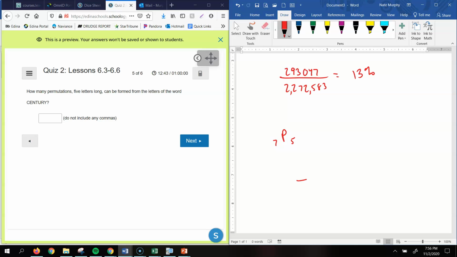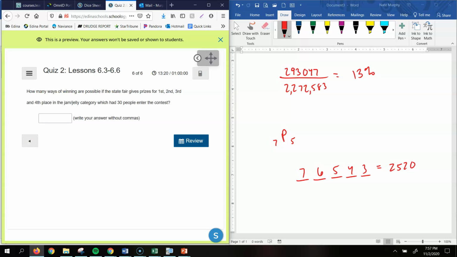So one way to do that is using blanks. So we're going to have 5 blanks because we're selecting 5. We have 7 letters to pick from first, so 7 times 6 times 5 times 4 times 3. And when you do that on your calculator, you get your answer of 2,520. So it would be 2,520 ways for that to happen.